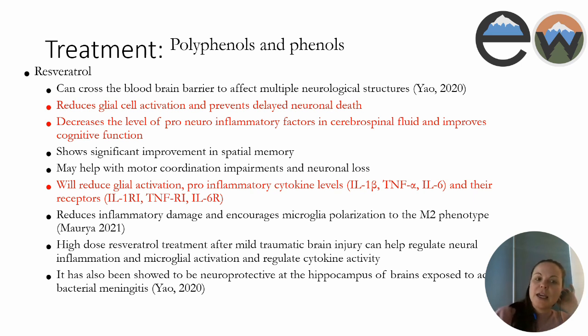Okay, it can reduce glial cell activation, those pro-inflammatory cytokine levels as well, and also their receptors. So if people recognize these names, what those little Greek symbols are, is interleukin 1 beta, TNF alpha, interleukin 6. So those are all just different cytokines that we might have heard before that might be more difficult to find treatments for. Well, we're working on the neurological inflammation might be more of a direct method.